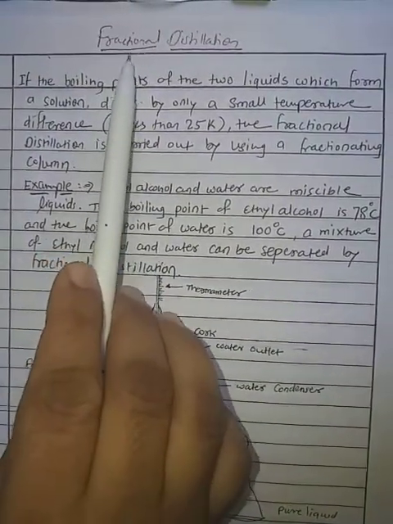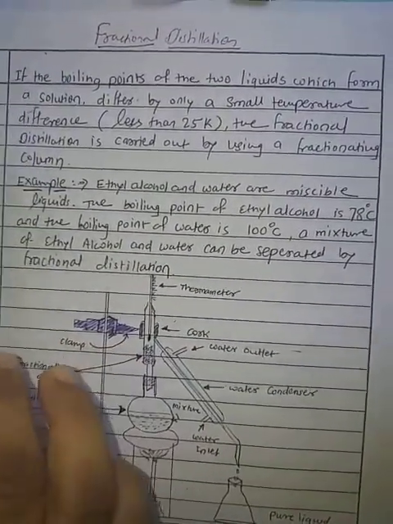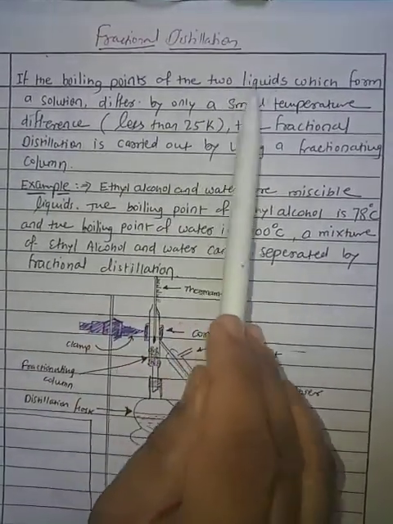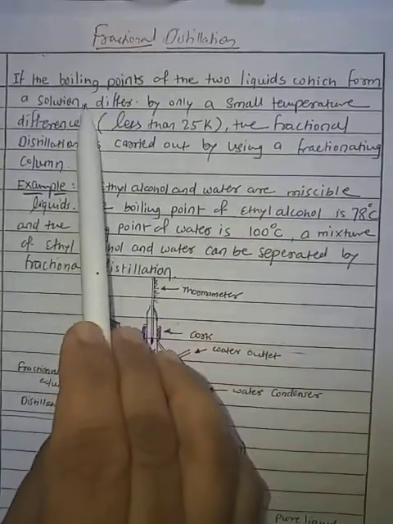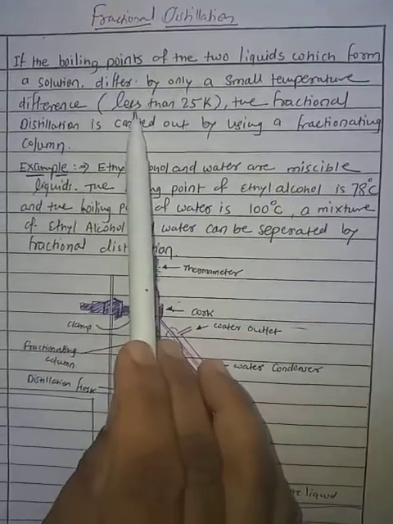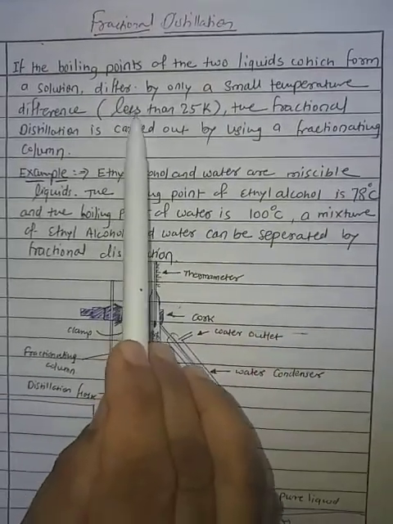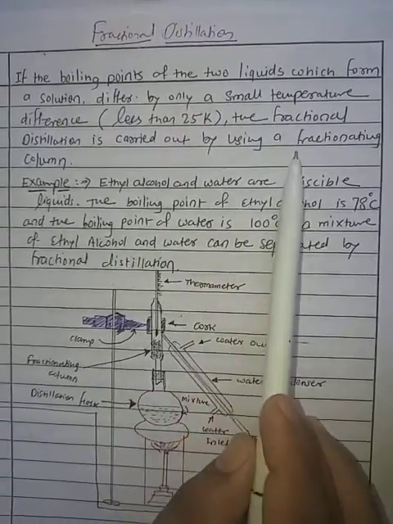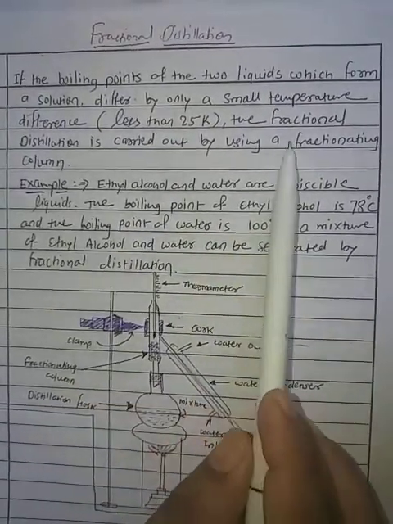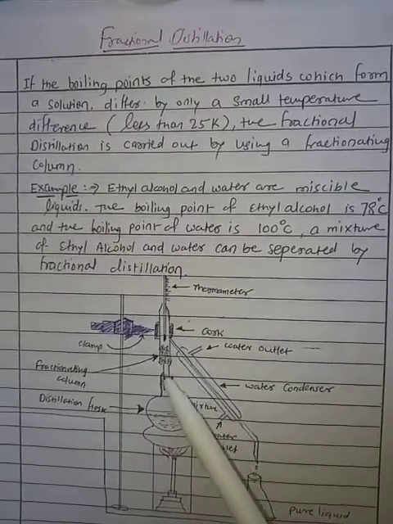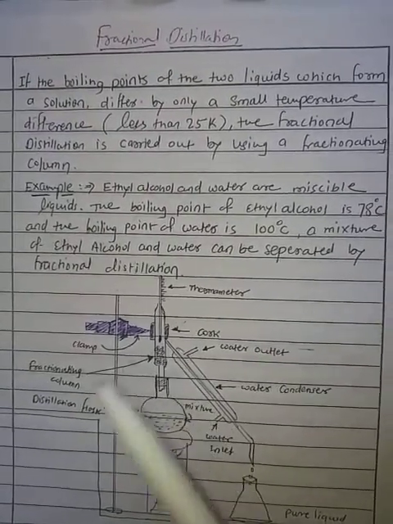That is fractional distillation. So see here, what is fractional distillation? If the boiling points of the two liquids which form a solution differ by only a small temperature difference, say less than 25 Kelvin, the fractional distillation is carried out by using a fractionating column. So in addition to our simple distillation setup, here we have to add a fractionating column.